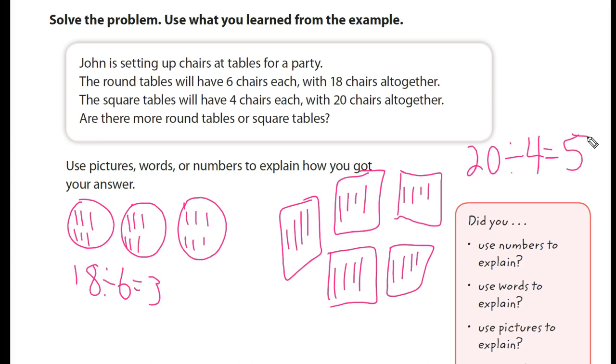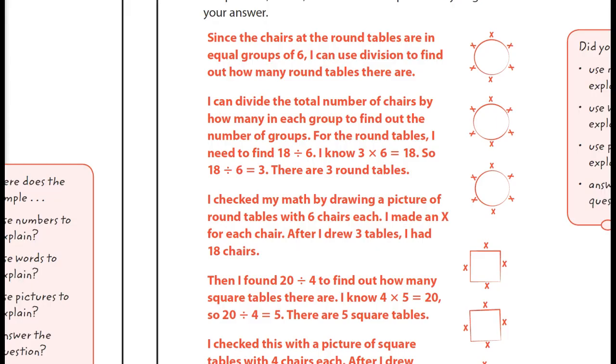Are there more round tables than square tables? No, there are not. How do I know that? Because based on my division problem, I was able to get only 3 round tables. But with 20 chairs, with 4 in each group, I was able to come up with 5 groups for my square tables. So this is how they worked it out.